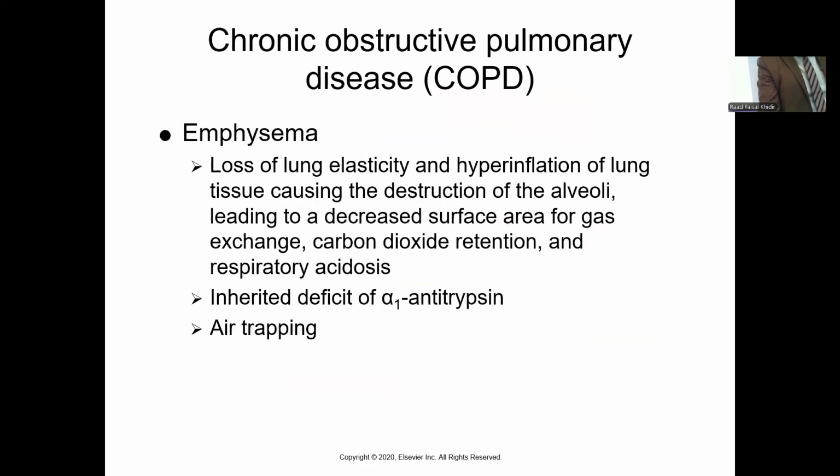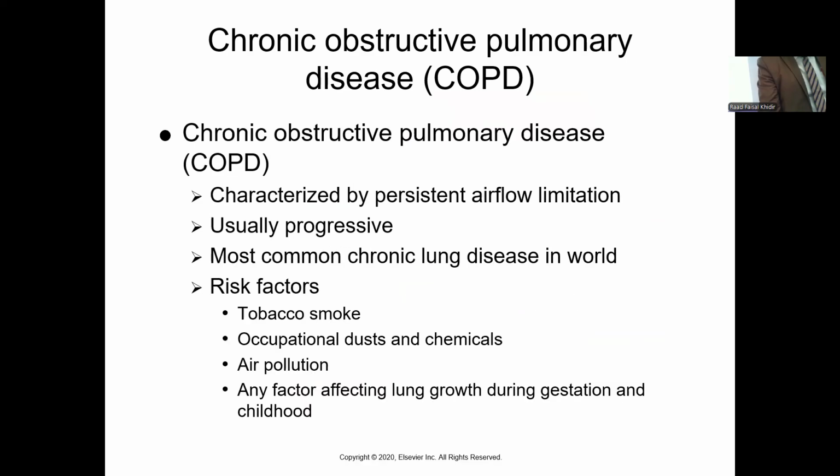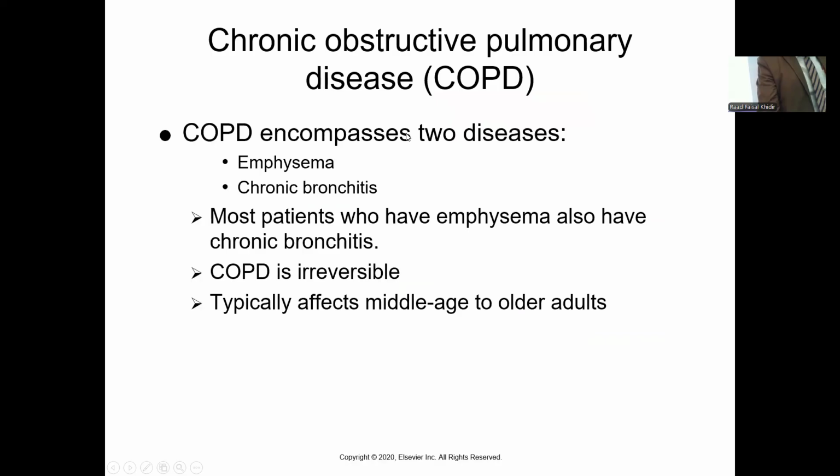and the duration of the gestation and the childhood. COPD encompasses two diseases, emphysema and chronic bronchitis. So now we're going to go over the criteria to how to differentiate between both. Most patients who have emphysema also have chronic bronchitis. So COPD is irreversible. You cannot go back to it. You cannot repair it like it used to, but you can stabilize it.